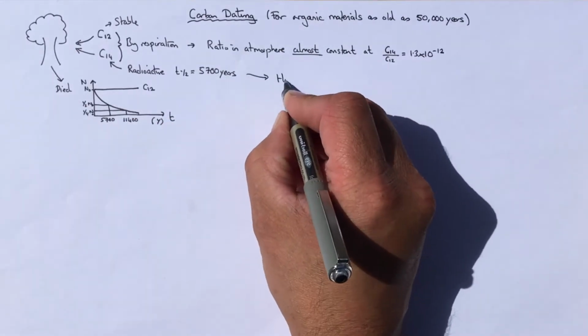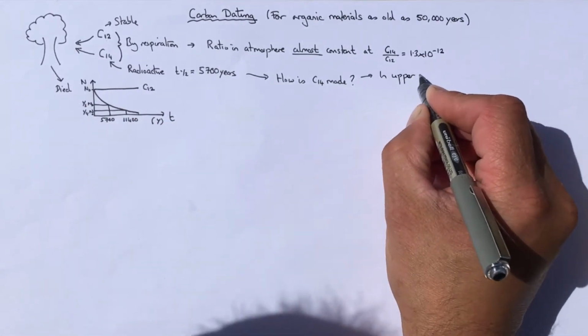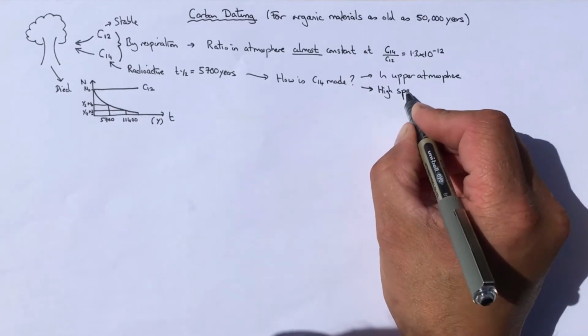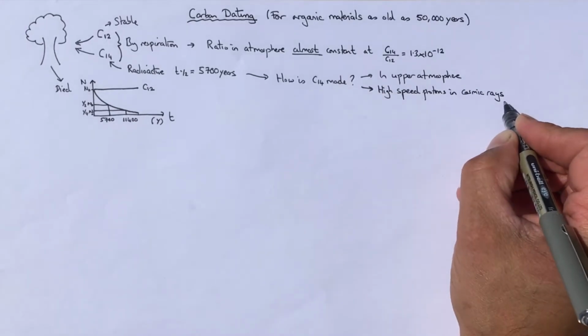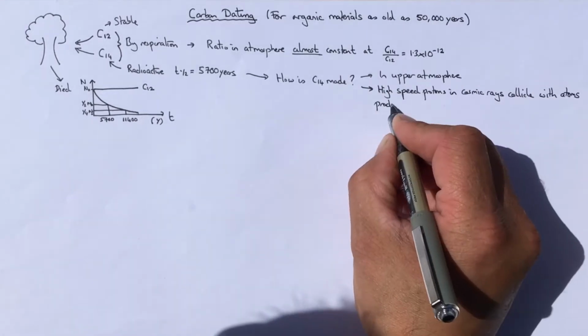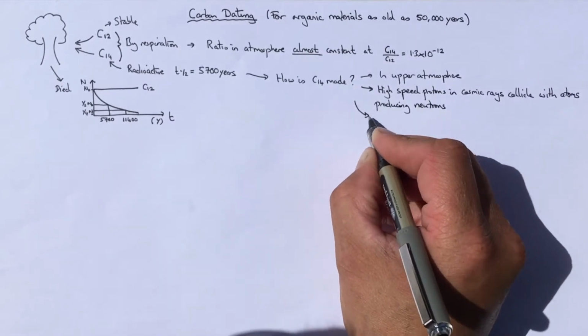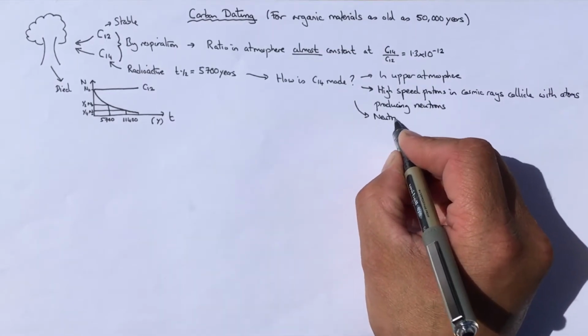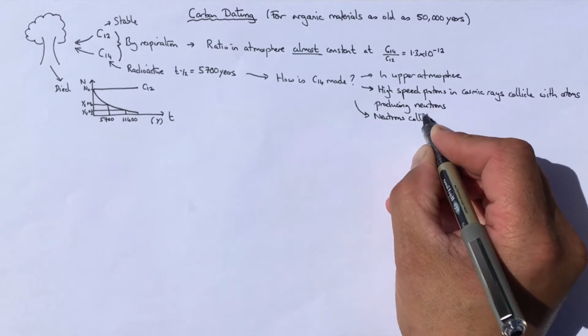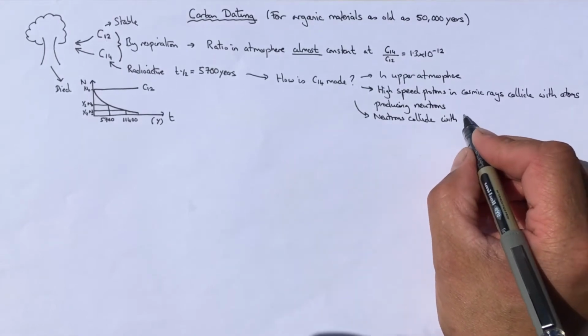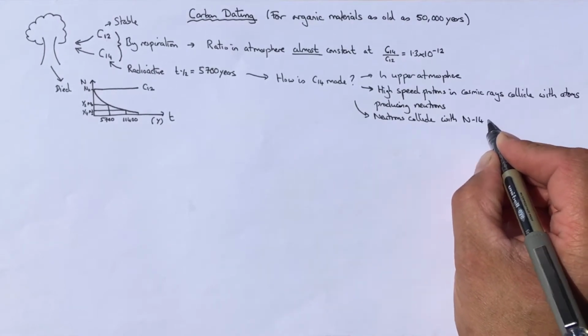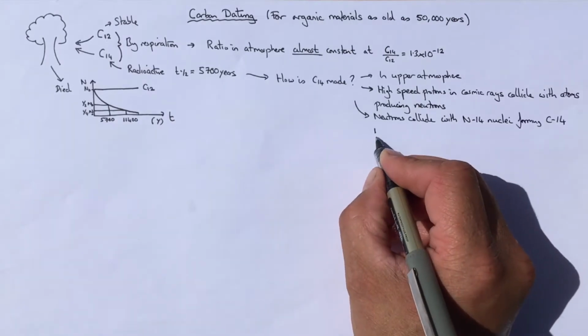So how is carbon-14 made? Well, it happens in the upper atmosphere, when high-speed protons in cosmic rays collide with atoms, producing neutrons. The upper atmosphere is about 80% nitrogen-14, and the neutrons that are produced collide with the nitrogen-14 nuclei, forming carbon-14 and a proton.